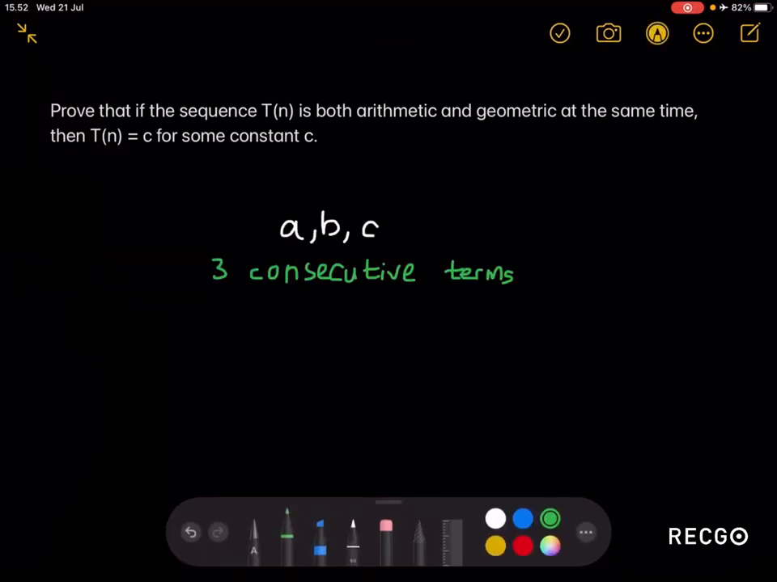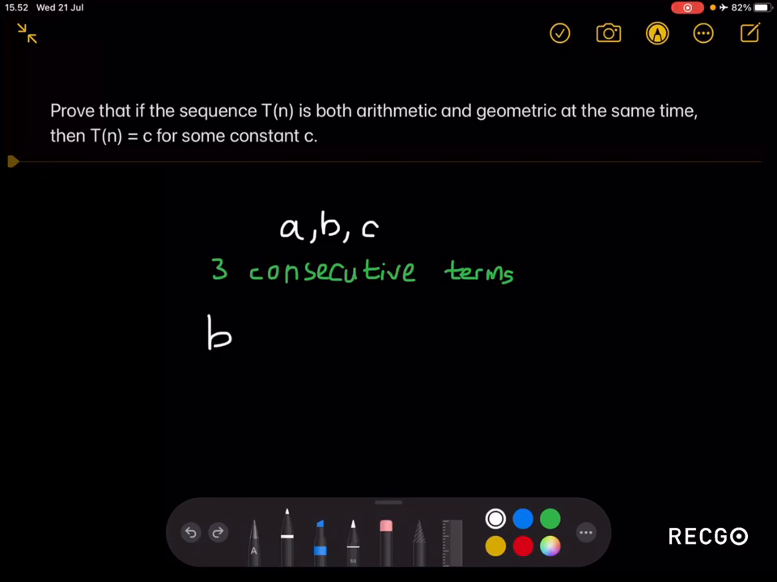Let me suppose that A, B, and C are three consecutive terms of T of n. According to the definition of an arithmetic sequence, the difference between any two consecutive terms must be constant. Or in other words, B minus A must be equal to C minus B, or rearranging, we get that 2B is equal to A plus C.